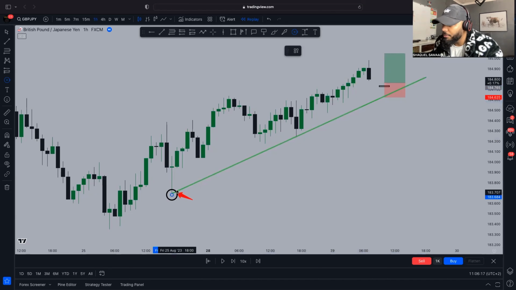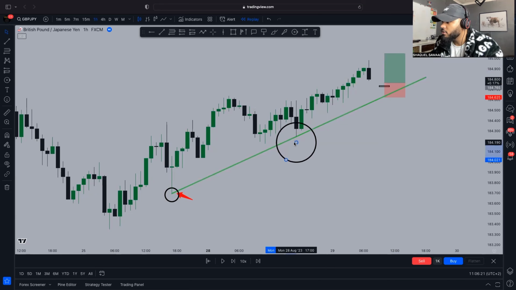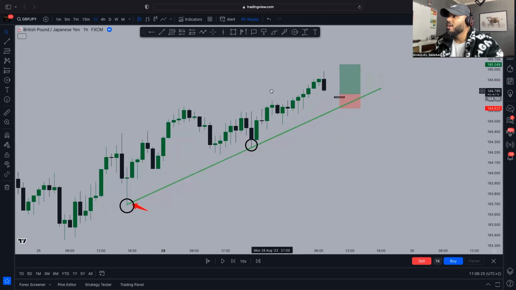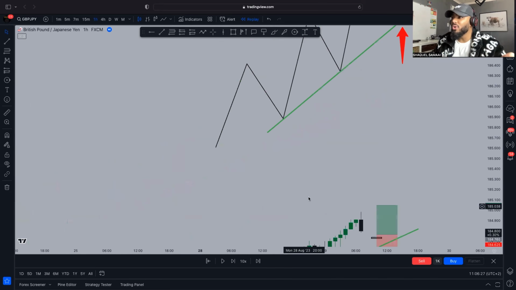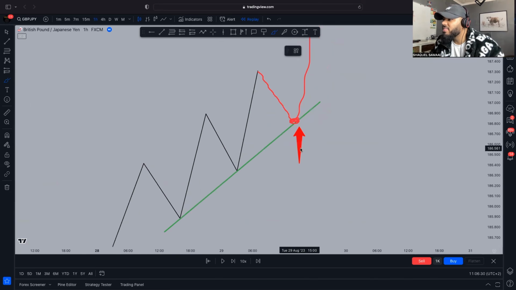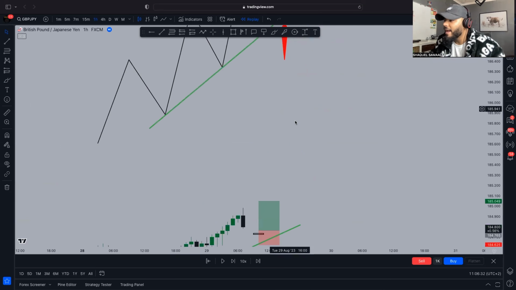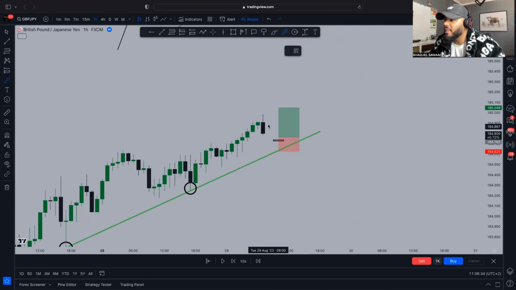I'm focusing on turning point 1 and turning point 2 right here. Now I'm like, okay, cool. What do I need? I just told you. I need a third touch to look for the buy. Simple, I'm looking for a third touch down to look for the buy.